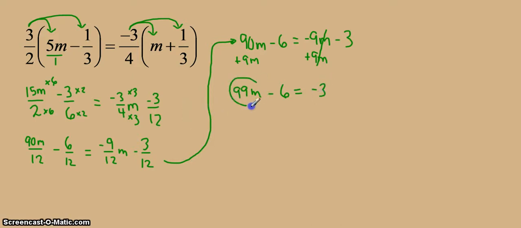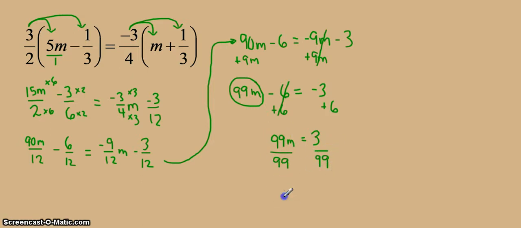Now we need to get the m term all alone. So we need to get rid of the constant term. The opposite of subtracting 6 is adding 6. And we must do that to both sides of the equal sign. This makes 0 and leaves us with 99m equals 3. Right now we are multiplying m by 99. So we need to divide both sides by 99.